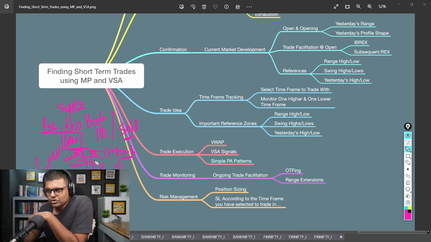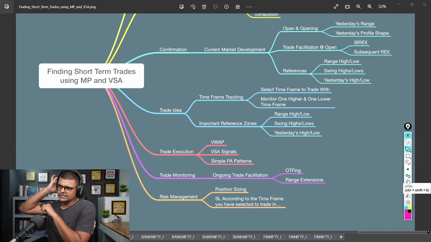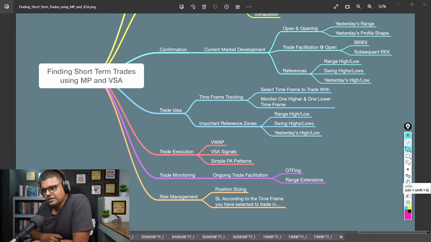Here my trade idea was to short. But when this is happening, I may not want to short. I may want to buy. Make sense? Because we are trying to trade short term. We are not here to buy ITC as an investment. No. We are here to trade short term.